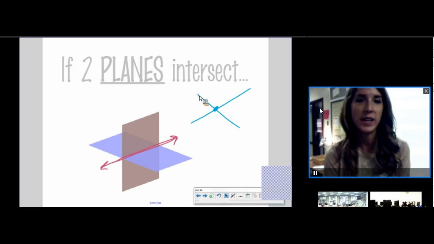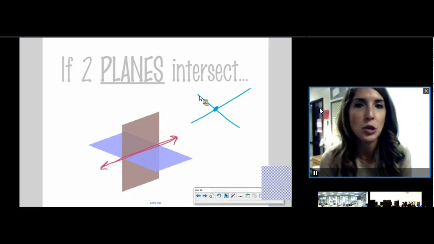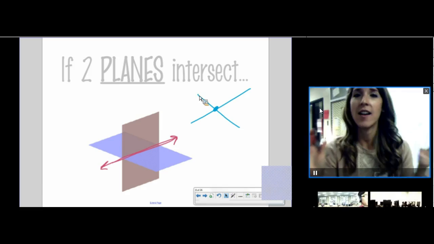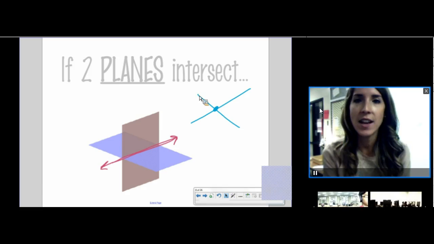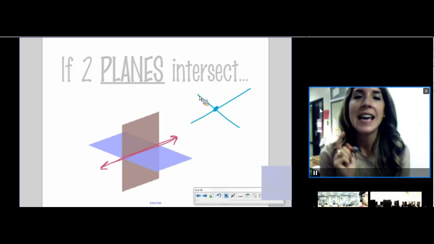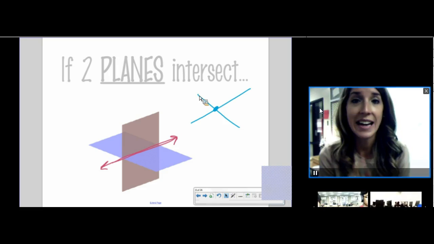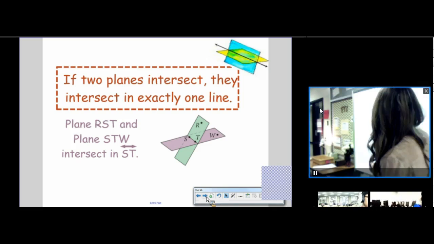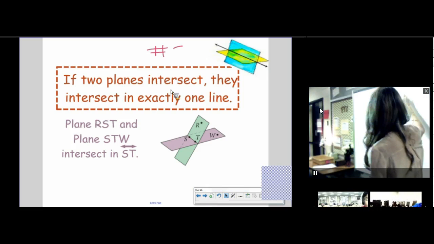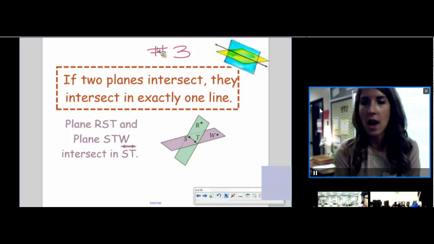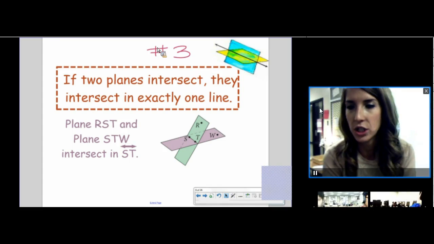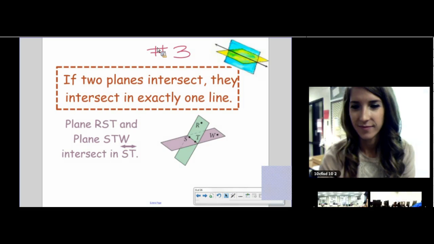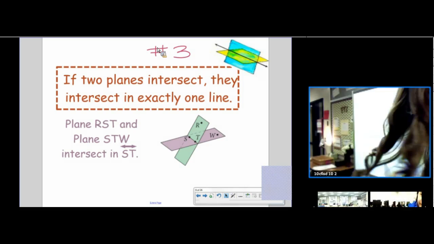Guys, there's no other choice. Two planes can't intersect and you get a point. Two planes can't intersect and you get another plane. Doesn't work that way. If they intersect, because they don't have to intersect, if they intersect, you get a line and only a line. So that is postulate number 3. I'll let you write it down. You don't need to draw the pictures, just write the postulate.